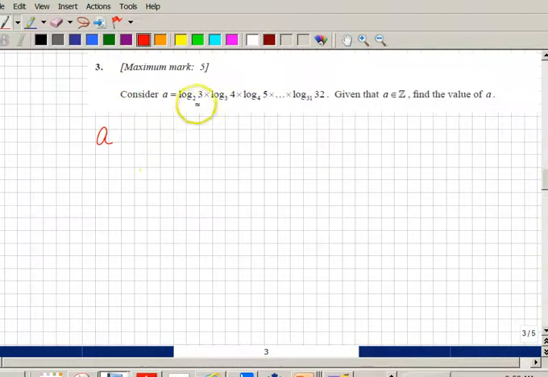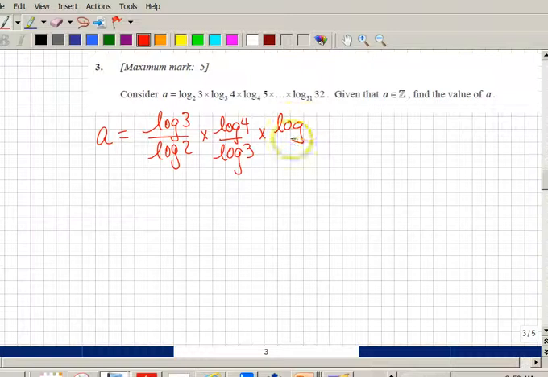Now if you look at it, you can see the bases start at 2, 3, 4, up to 31, so the bases are increasing by 1. And then the log of 3, log of 4, log of 5, they start at 3 and increase by 1 up to 32. So how can we find the value of a, without a calculator, of course, this is paper 1? Well, what you want to use is the change of base formula, which says the log of 3 base 2 is the same as log 3 divided by log 2. That's just a basic log fact. So let's write it like that, and then the next one would be log 4 divided by log 3, etc.